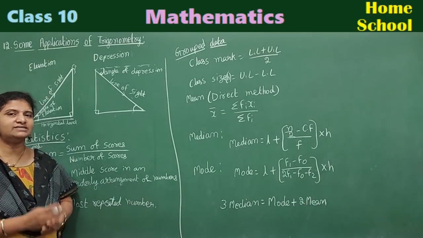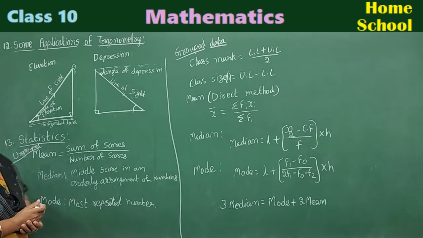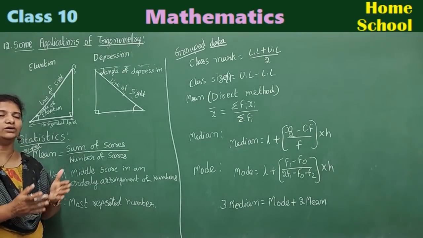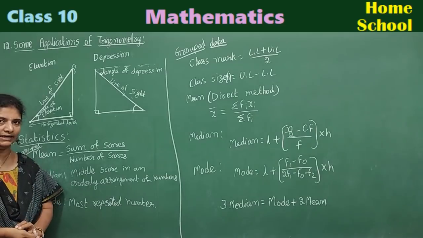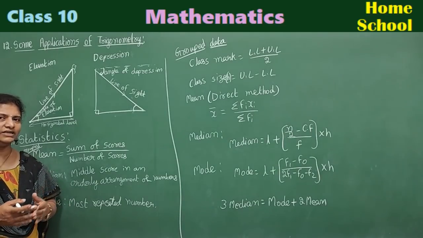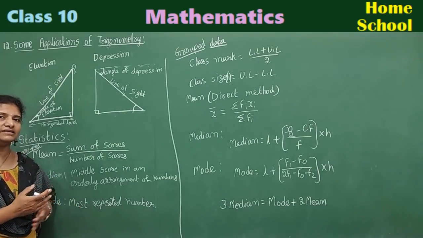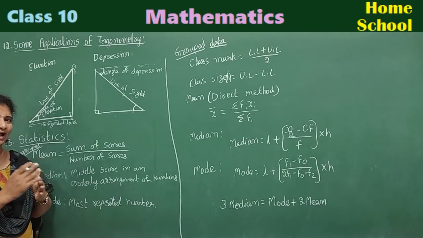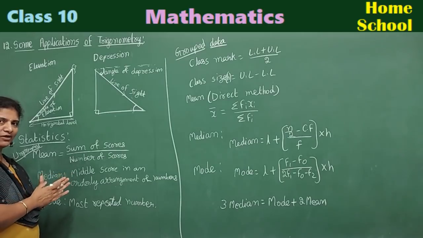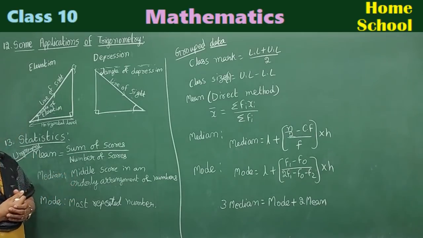Chapter number 13, statistics. In this statistics, we are going to deal with grouped data and ungrouped data. Collection, interpretation and analyzing of data is called statistics. First, we are going to see the formulas for ungrouped data.